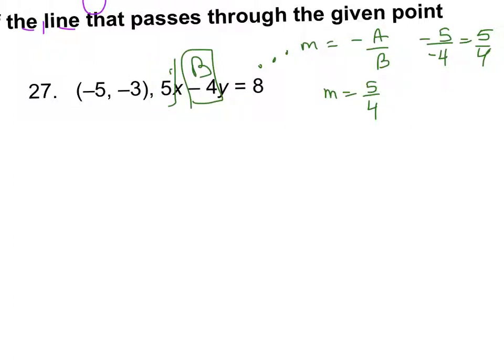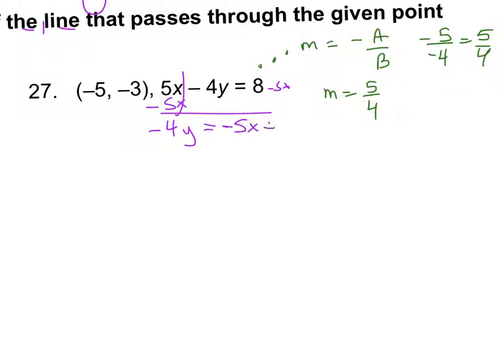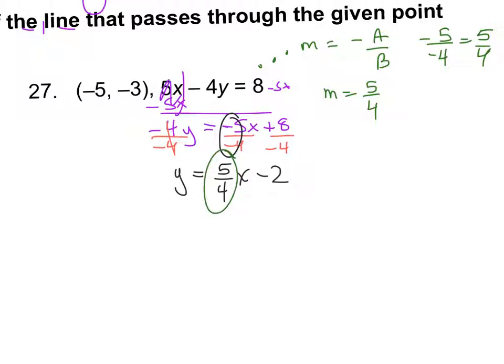If you don't remember the shortcut, remember what I said to you guys on Monday. It's okay, and I've said it to you guys several days. You could just rewrite it in slope-intercept form. I'm going to minus 5x to both sides. I get negative 4y is equal to negative 5x plus 8. I'm just putting the mx in front. You're going to divide everything by negative 4, and you get y equals, this becomes a positive, 5/4 x minus 2. So now I can look at the slope, which is 5/4.